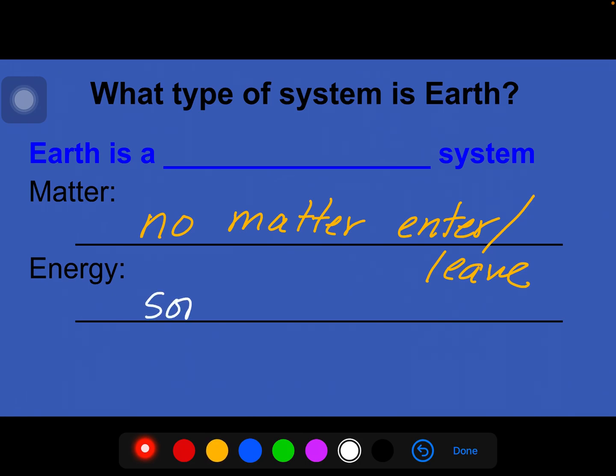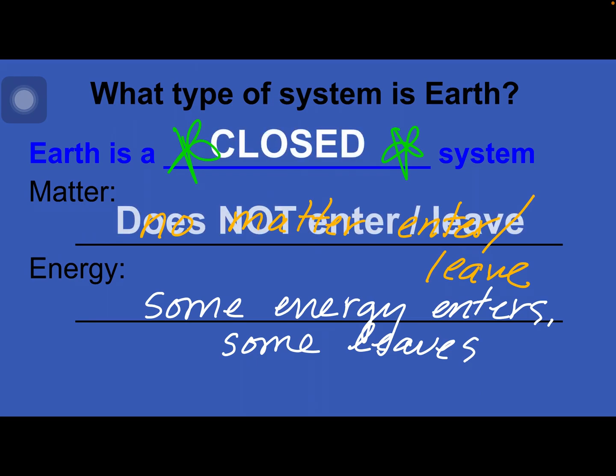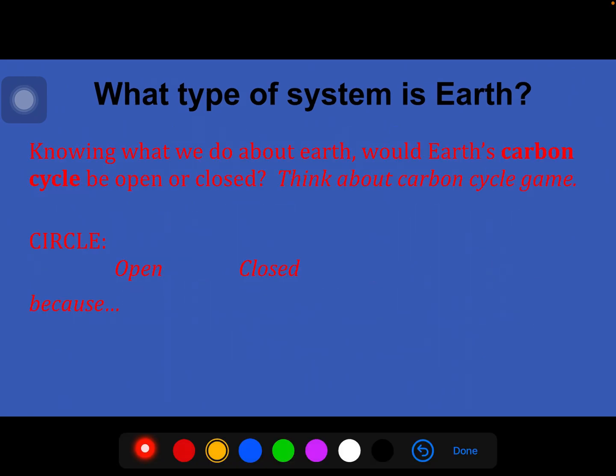And energy, we said some. We definitely know we have a lot that comes in, but a small amount leaves. So hopefully that will help you lock it in, what kind of system we're dealing with. Look back up at your definitions and record what kind of system we're going to see for Earth. Closed system.